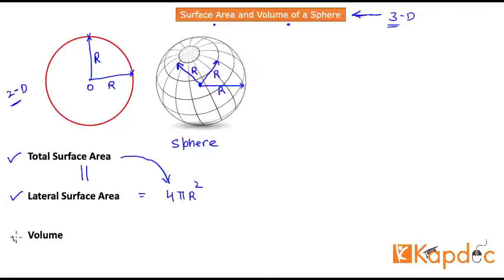And likewise, we will say that the volume of a sphere is given by the formula 4 by 3 pi r cube. In both of these formulas, we are stating that r is the radius of a sphere.